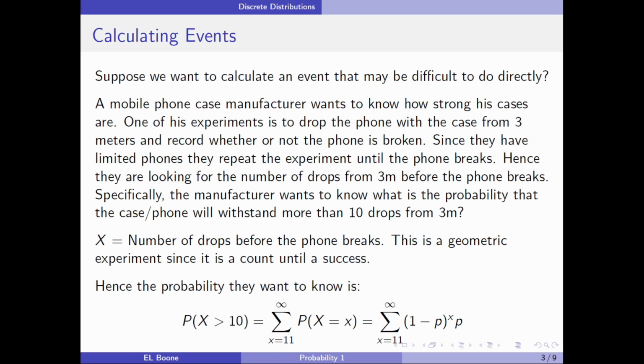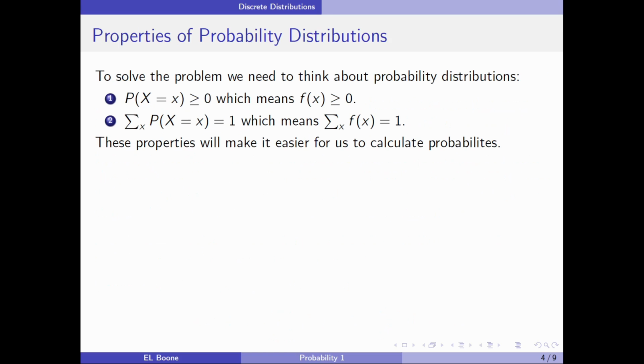This is a geometric experiment since it is a count until a success. Hence, the probability that we're interested in is the probability that X is greater than 10. All right, so that means I have to sum from 11 to infinity of the probability X equals little x, which is the sum from x equals 11 to infinity of (1 minus p) to the x times p. And that could be fun, but what we can do is rethink how we do this.